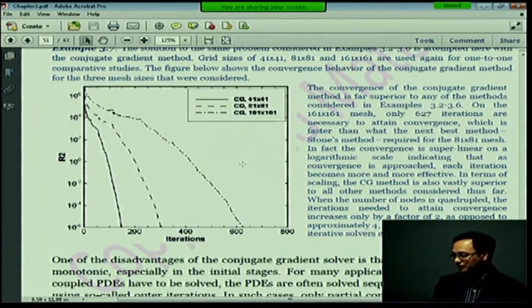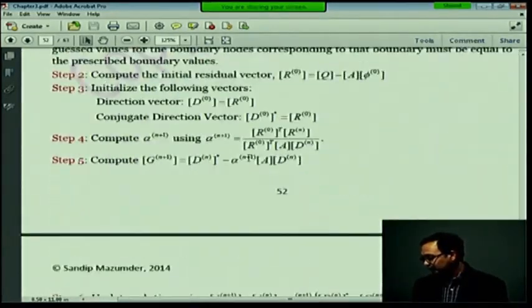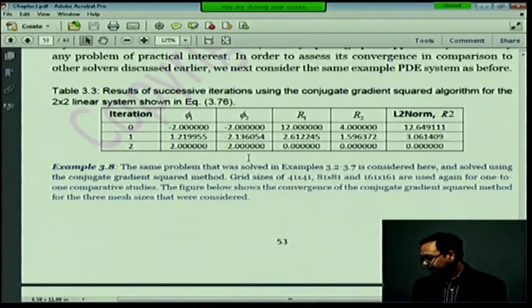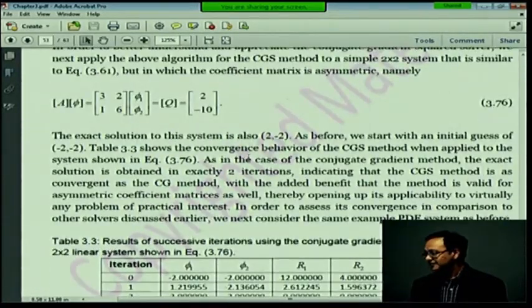Here is an example I'll show you. So here is an example of conjugate gradient squared. Just a 2 by 2 example again. Notice that now I have an asymmetric matrix.